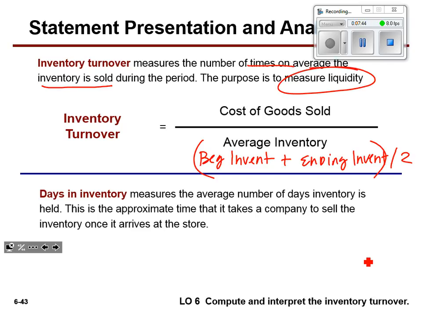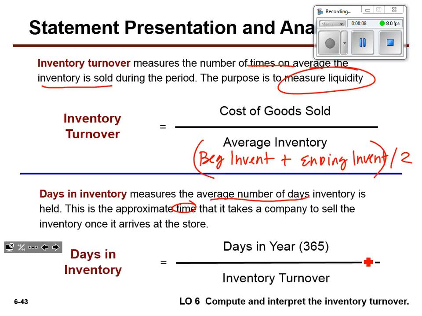That is needed to calculate our second ratio. How many days is stuff in inventory? It measures the average number of days inventory is held. This is the approximate time it takes for a company to sell stuff once it arrives at the store. What you do is you take 365 divided by what you calculated in that first ratio. So you need the first one to calculate the second one.